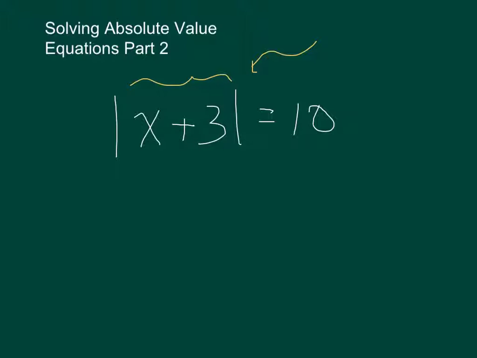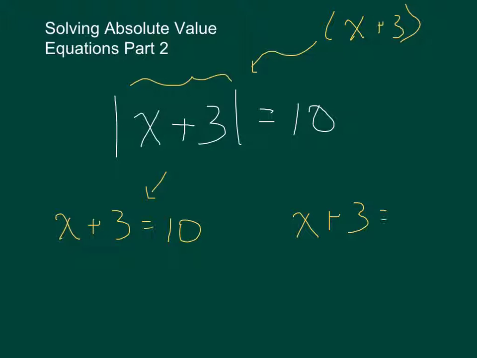So that means that whatever is inside that absolute value bars, in this case, x plus 3, must be 10 places away from 0. In other words, x plus 3 has to be 10 places to the right of 0, or x plus 3 has to be 10 places to the left of 0. So if you look at the problem, there's two bars. It's almost like each of those bars guide us to a different equation.